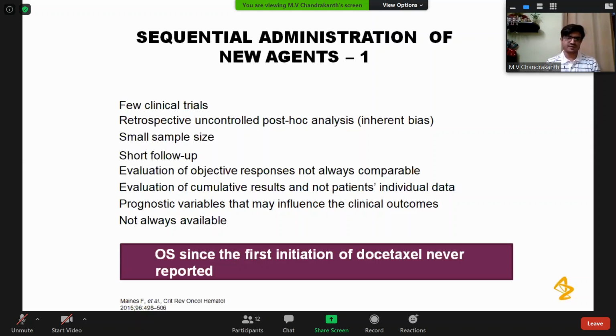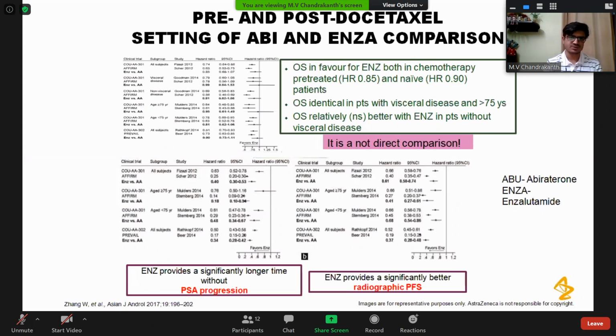limitations we have. Overall survival since the initiation of docetaxel never reported. So we have shorter follow up and contrasting results and small sample size, post hoc analysis. So these all limit the reporting of trials and coming to a conclusion. However, we can draw few conclusions based on the existing trials.